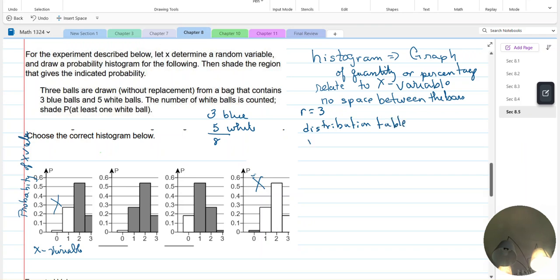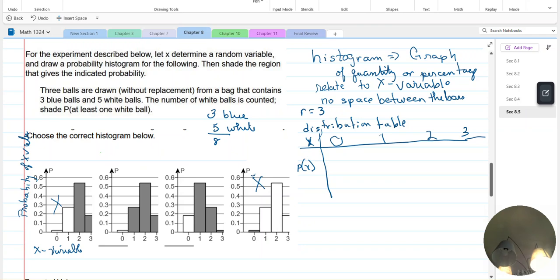All right. So our x variable is 3 balls, and we're talking white: 0, 1, 2, or 3. So I got that down there, and that's how many white. So now we want our P of X.